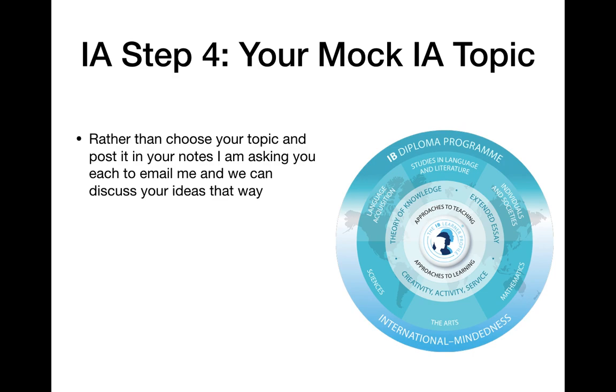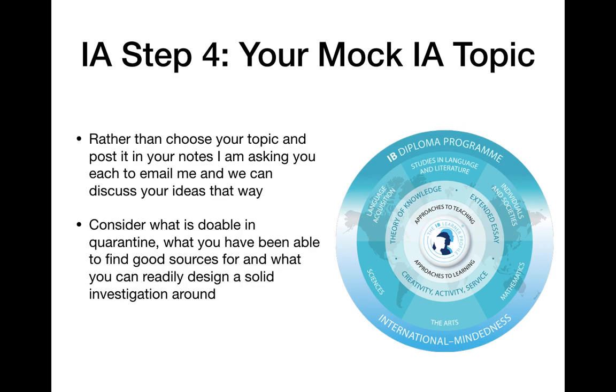So I'm asking you each to email me what your choice is. If you're still debating between 2 or 3, then send me those 2 or 3. We can talk it out together back and forth. Make sure you consider what you can do in quarantine. What can you get? If there's something you need to order, maybe some plants, can you get it somehow?